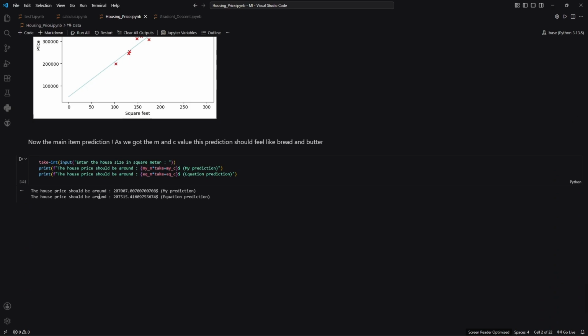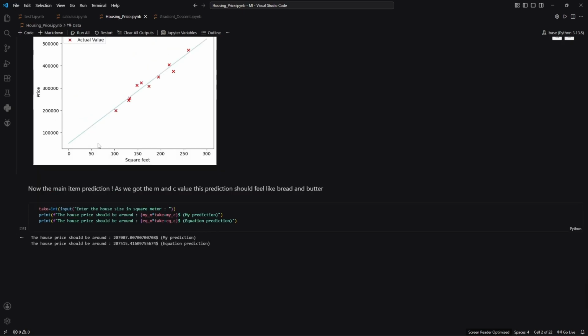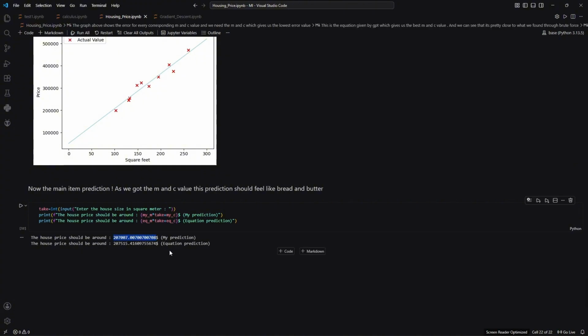In the end, the model that I created using linear regression was very close to the optimal model. As you can see, the slope and the constant that I came up with for the straight line in linear regression were very close to the optimal answer. If I give an input, my prediction was this, and the equation's prediction, which is the most optimal prediction, would be this. So these two numbers are very close.